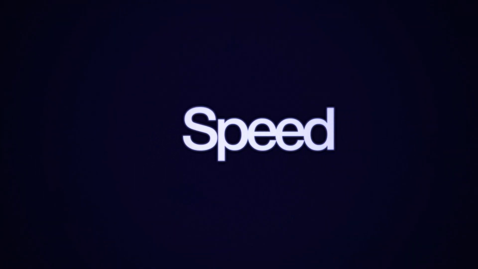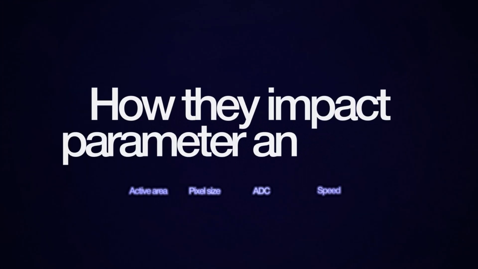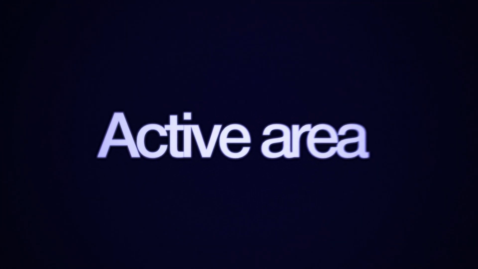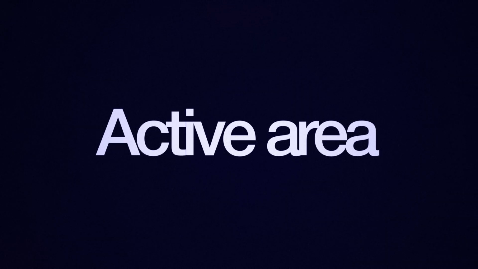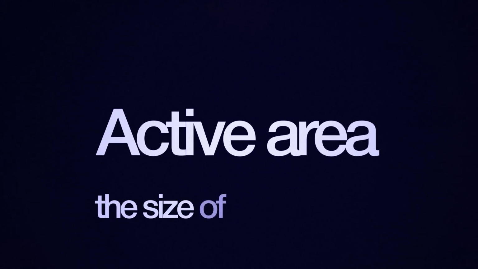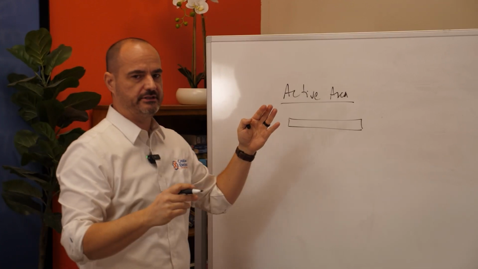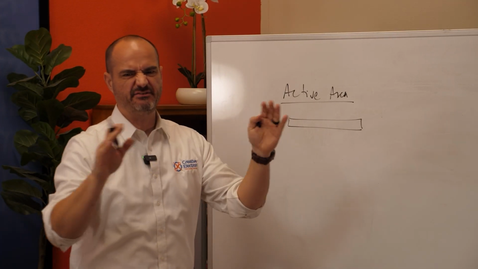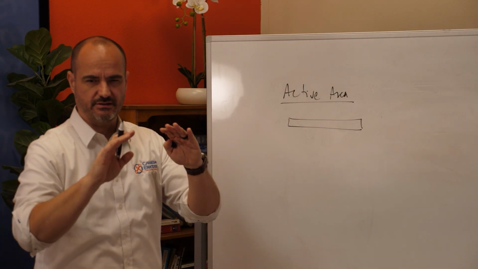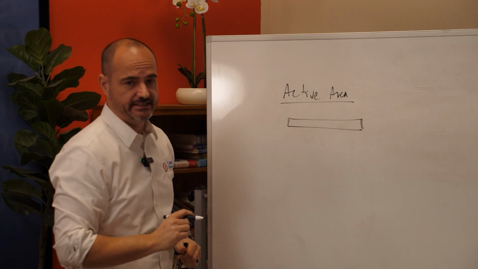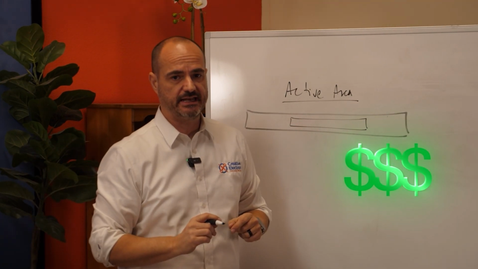So let's break it down and go over each one of those parameters and how they impact performance and how they impact price. Let's start with the active area. The active area is the size of the detector, right? And for detectors, if you compare detectors with the same pixel size, and all the major parameters I just listed are the same, the larger the active area, the more expensive the detector is going to get.